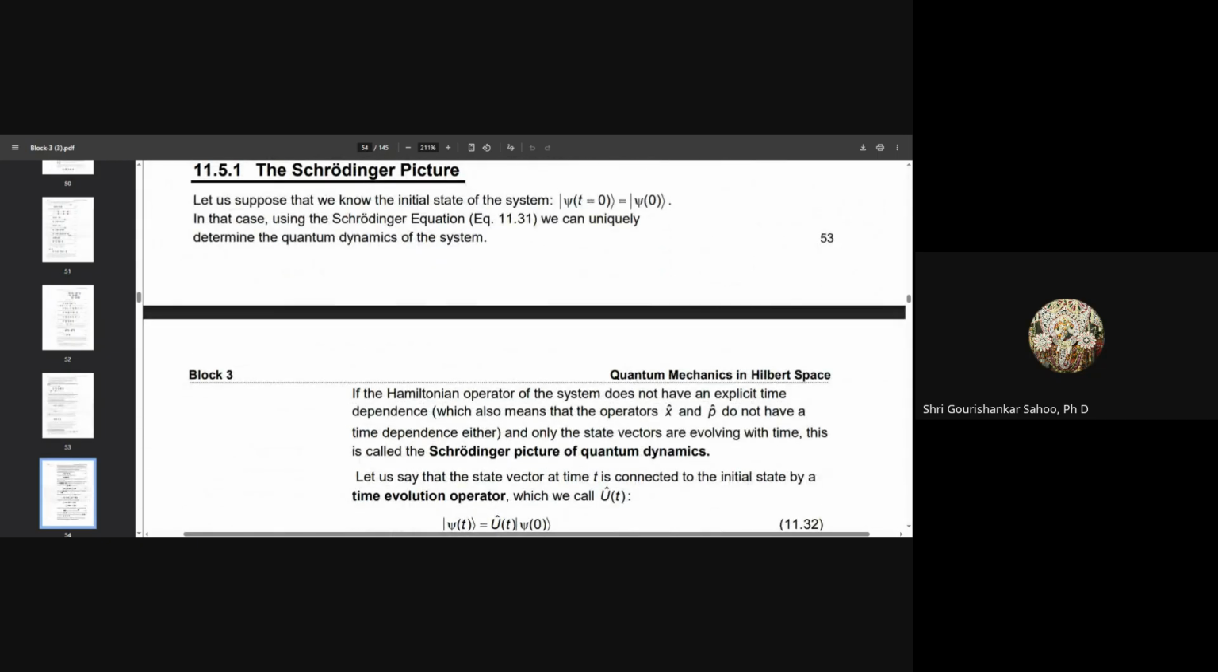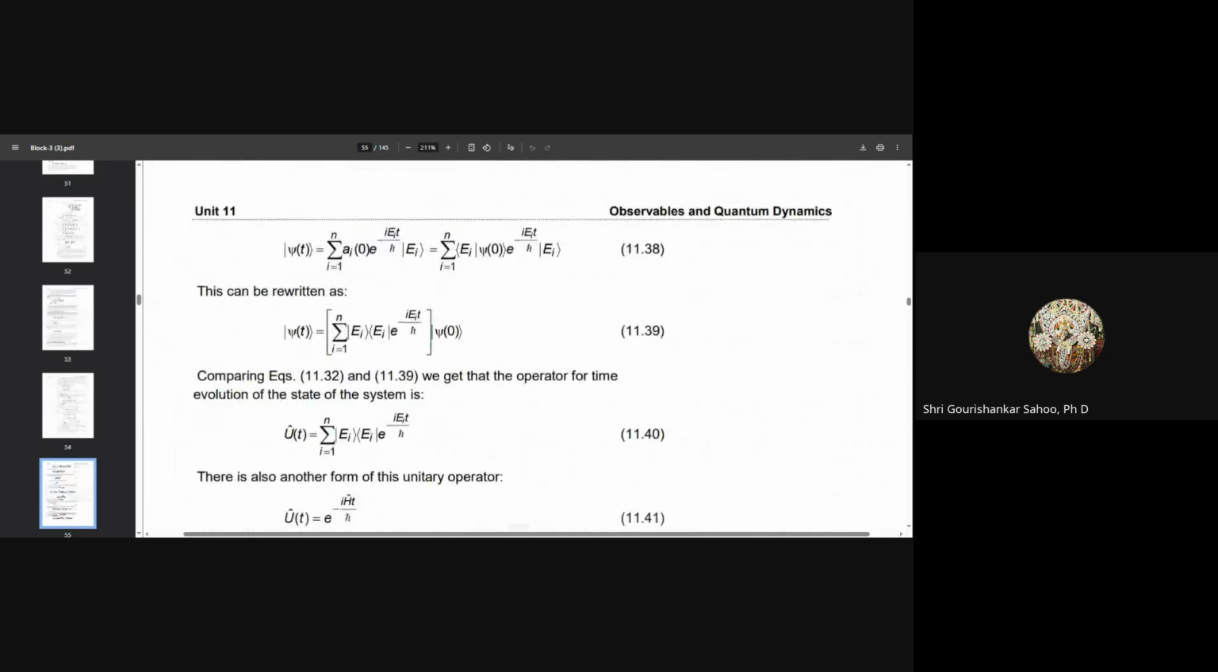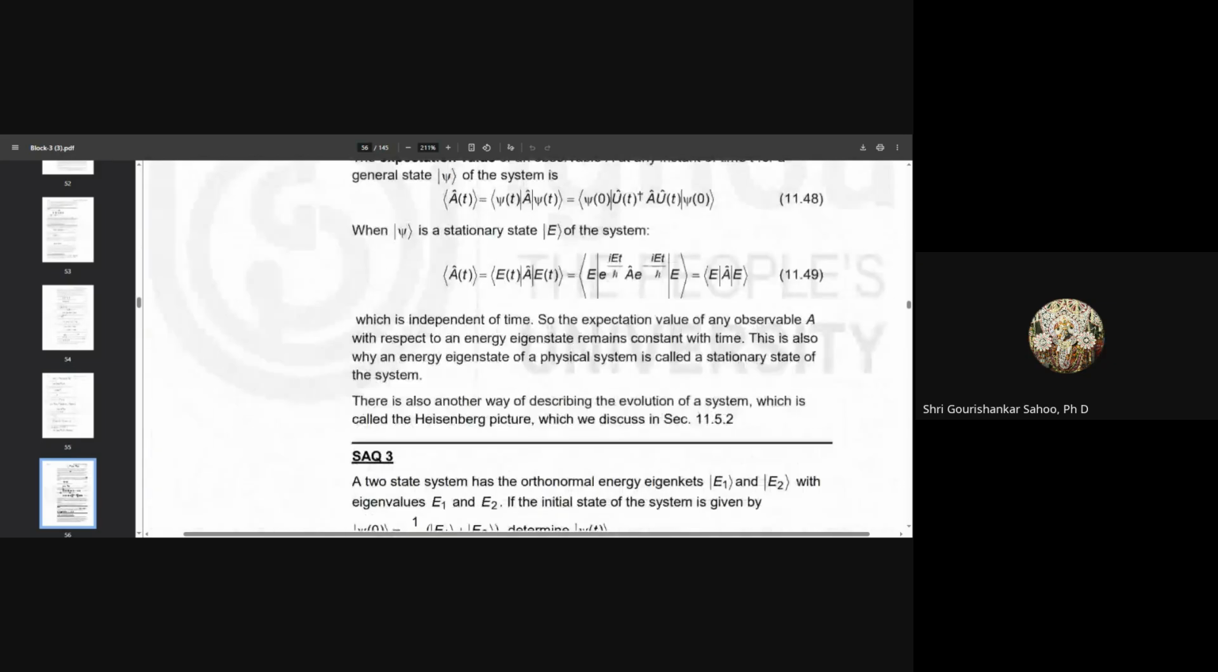And in the Schrodinger picture, we know that the initial state of the system, psi at t equal to 0, is equal to psi 0. And using the Schrodinger equation, you can uniquely determine the quantum dynamics of the system. If the Hamiltonian operator of the system does not have an explicit time dependence, which also means that operators x cap and p cap do not have time dependence either, and only the state vectors are evolving with time, this is called the Schrodinger picture of quantum dynamics. And we have discussed it in the earlier classes.